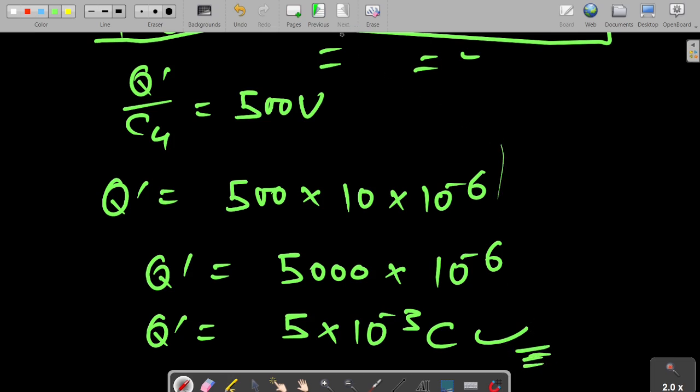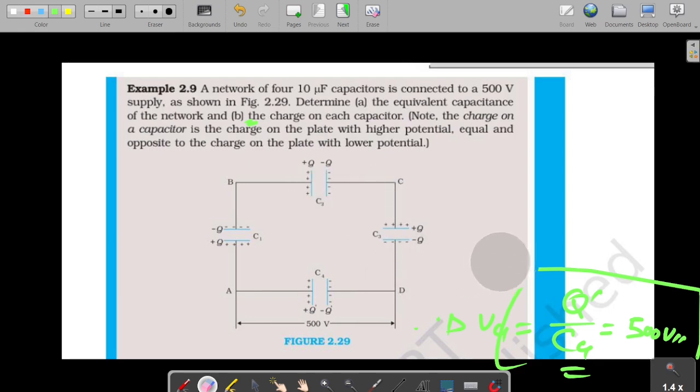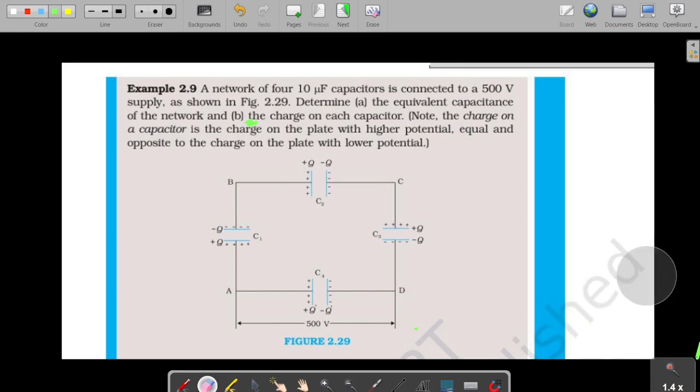So this is the solution from my side. This was a very interesting problem in which we had to determine the equivalent capacitance across each network and the charge, and there was a concept of series and parallel combination. So this is the solution from my side.